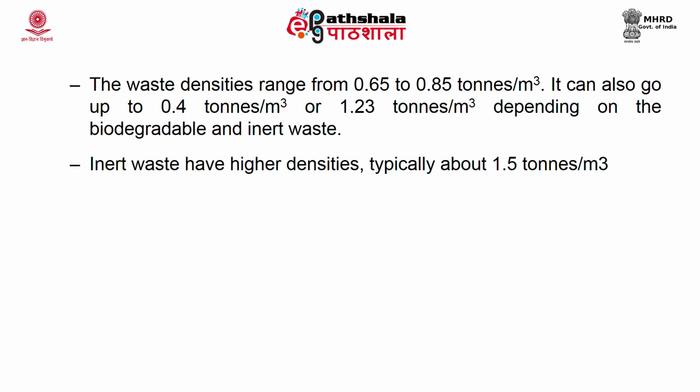The density of the waste can range from 0.65 to 0.85 tons per meter cube. For some waste, it can also go as low as 0.4 tons per meter cube or as high as 1.23 tons per meter cube. The inert waste like bricks, concrete, stones and all, have a very high density of typically about 1.5 tons per meter cube. Now, the next consideration is settlement.